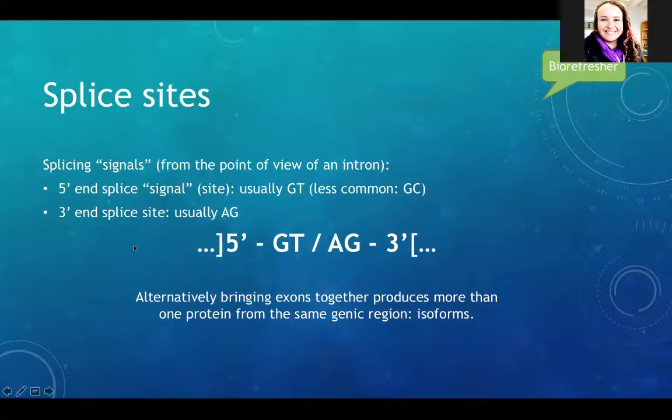In an intron, you'll have a 5' end splice site, a splice signal that usually is a GT, but in some arthropods it may differ, and so you may actually come across this.